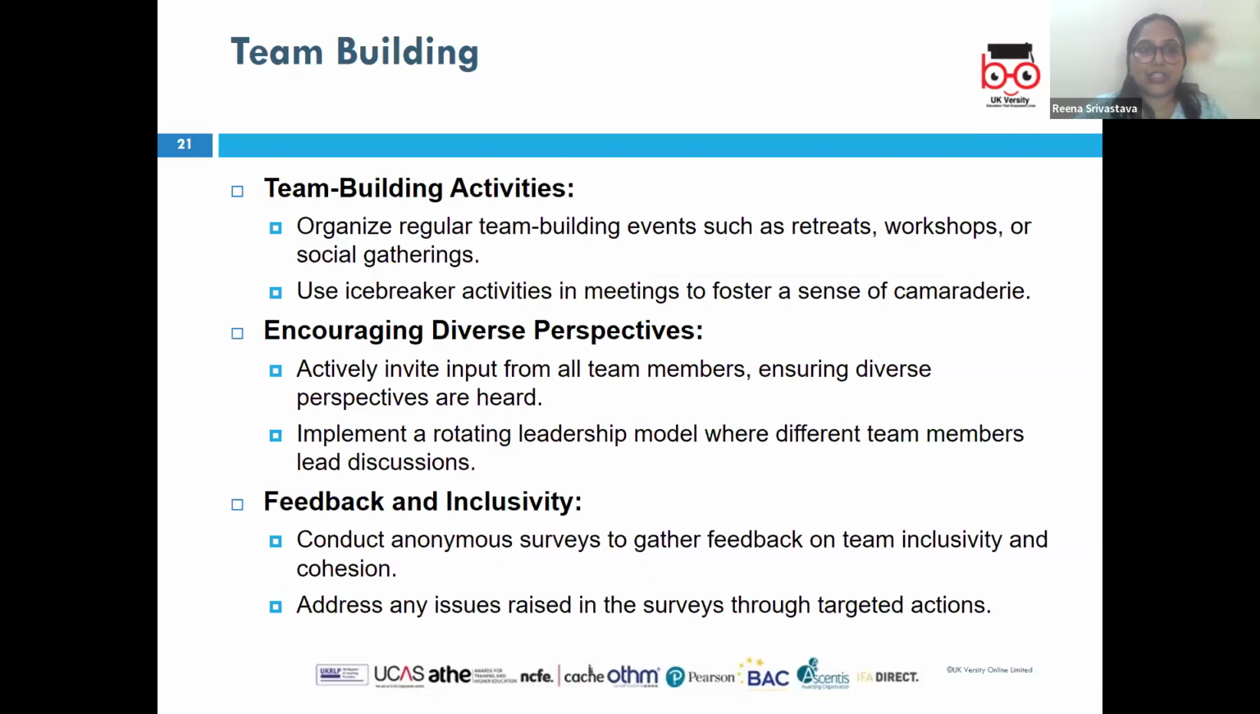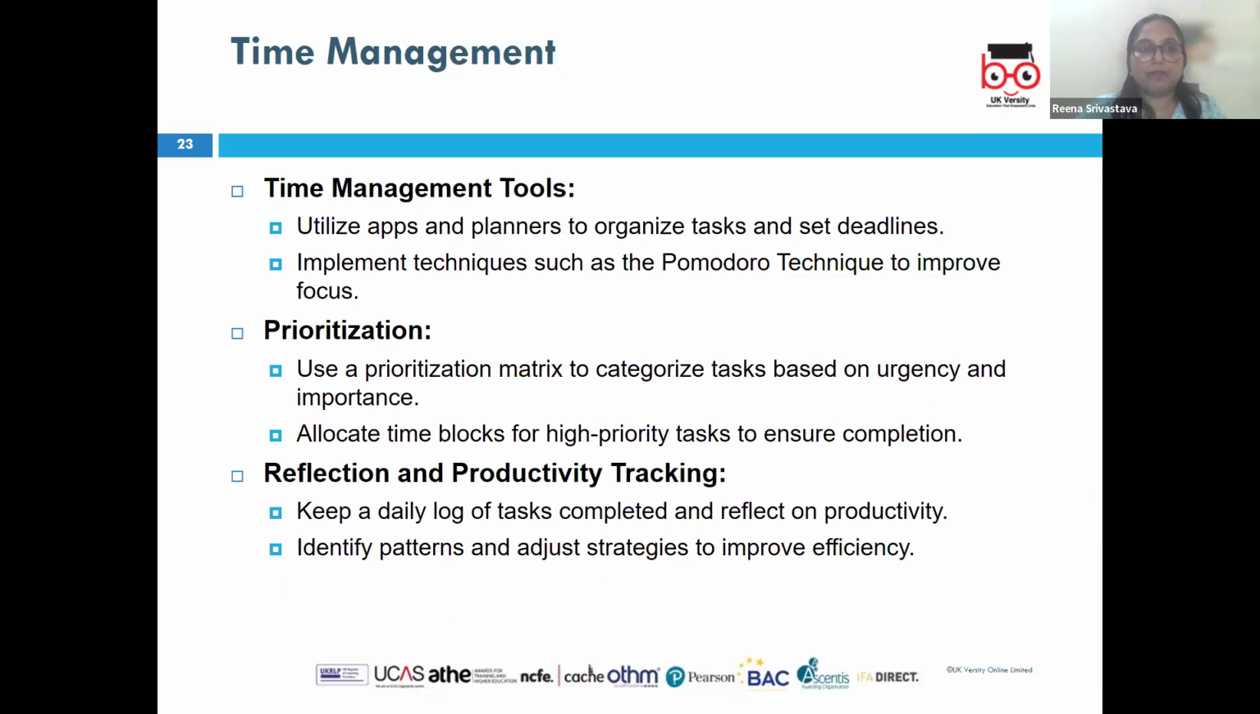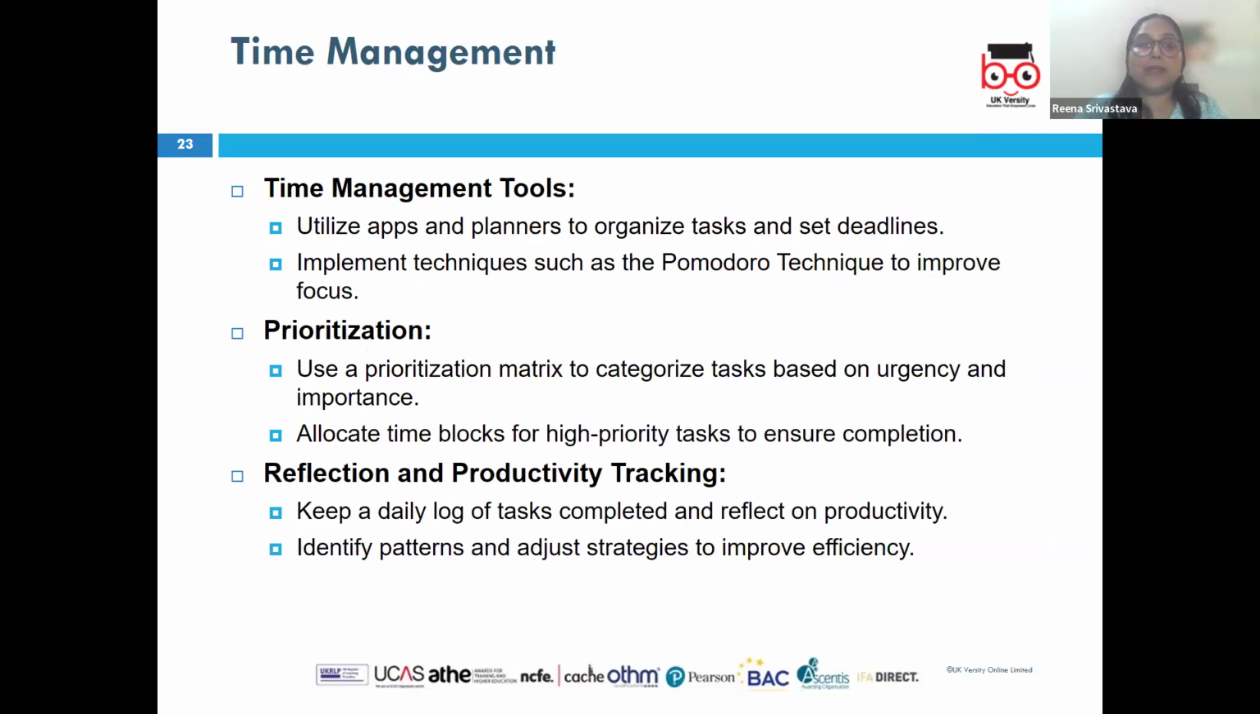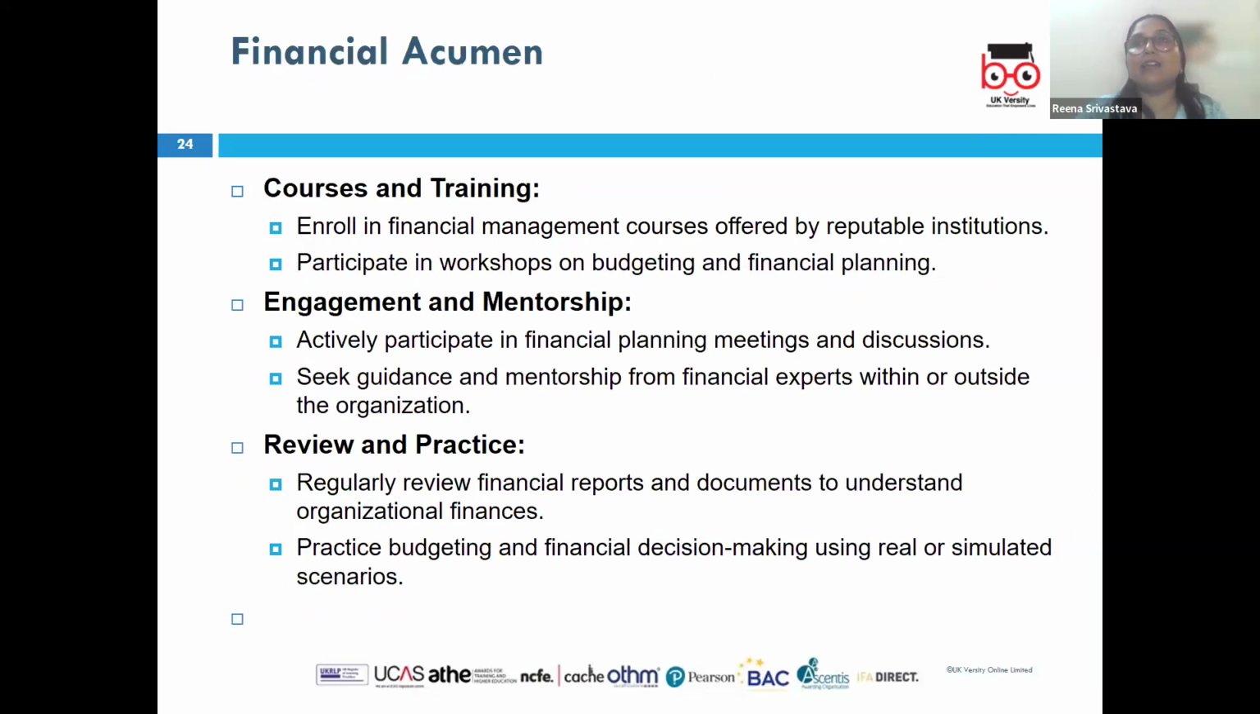These are the detailed action plans that we have seen. For example, let's see financial acumen. Financial acumen basically means that you need to understand the budgeting side of it. What you can do is enroll in financial management courses offered by any reputed institutions. You can participate in workshops on budgeting and financial planning. You should also involve yourself in regularly reviewing the financial reports and documents to understand how organizational finances work.